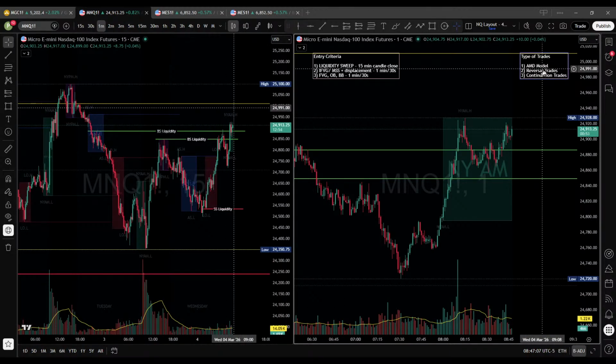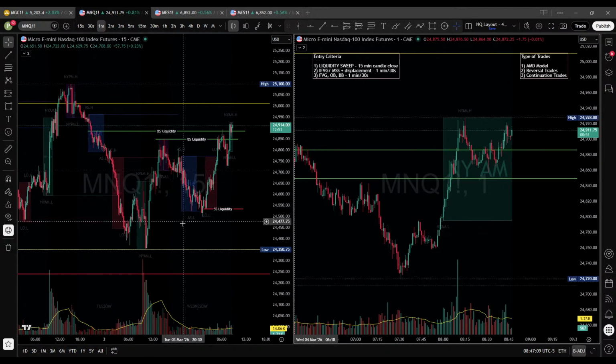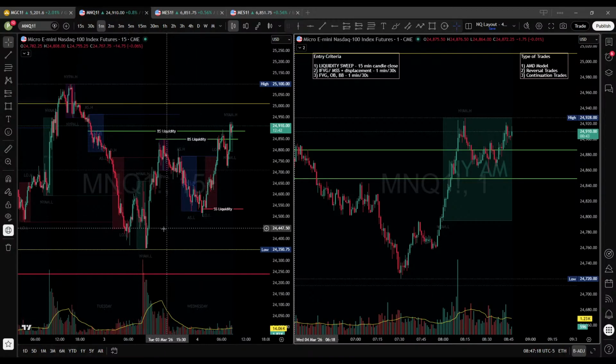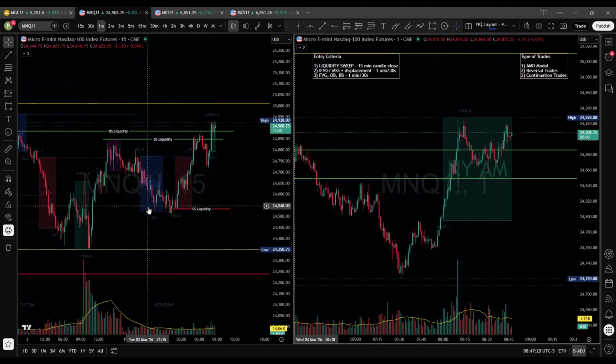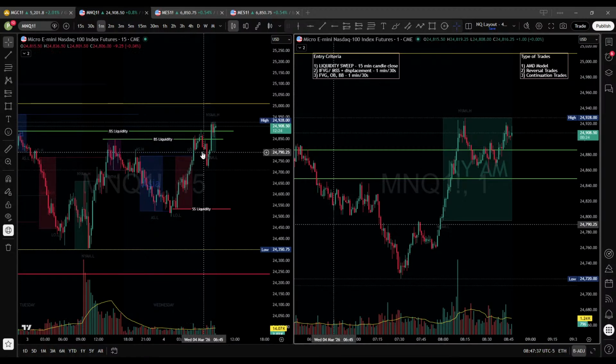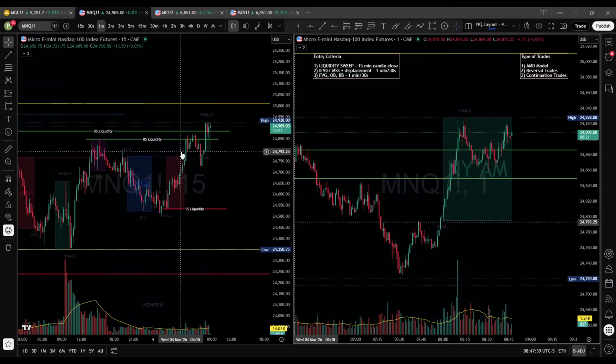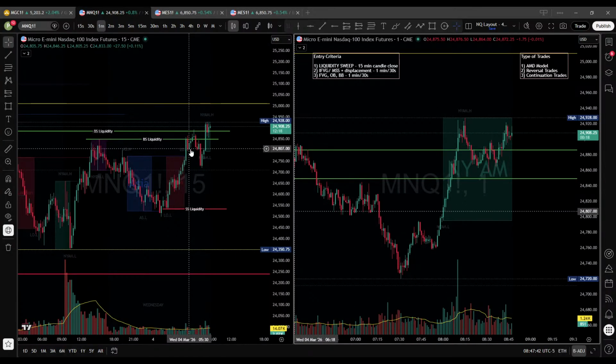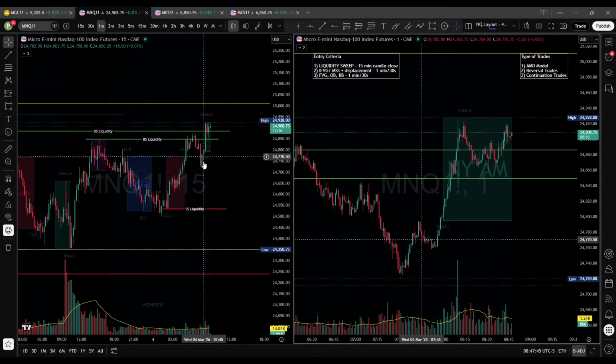We have three types of trade. First is AMD, second is reversal. And what is AMD? AMD is something like this, where the price consolidates, creates a range, which is accumulation, then it fakes out, breaks down on one side or the other, shows us the reversal indication, and moves to the higher side. Same thing happened kind of here. Same thing happened here. Accumulation, manipulation, and distribution.